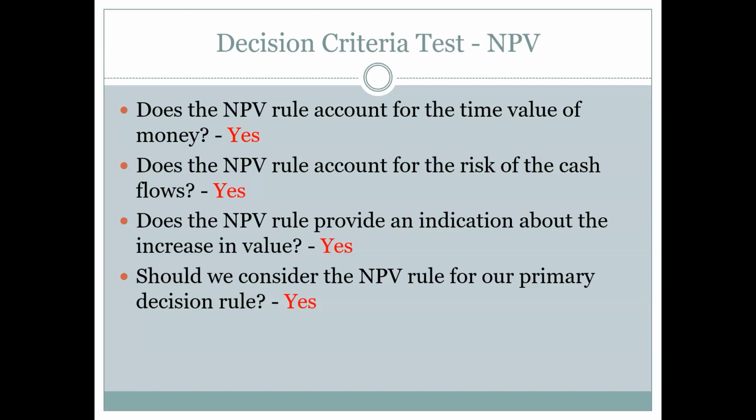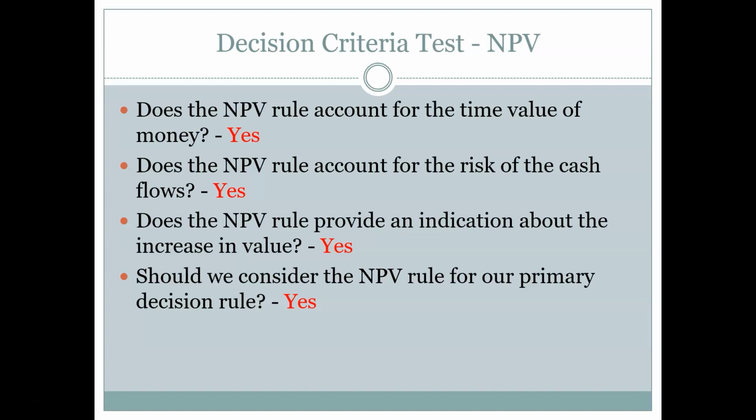So now that we've worked a problem with net present value, it falls to us to evaluate it. Again, the net present value rule is the golden rule, so the answer to all of our evaluation questions are going to be yes. Does the NPV rule account for the time value of money? Of course. The time value of money is accounted for when we take the present value of the future cash flows, add them all together, and subtract the cost.